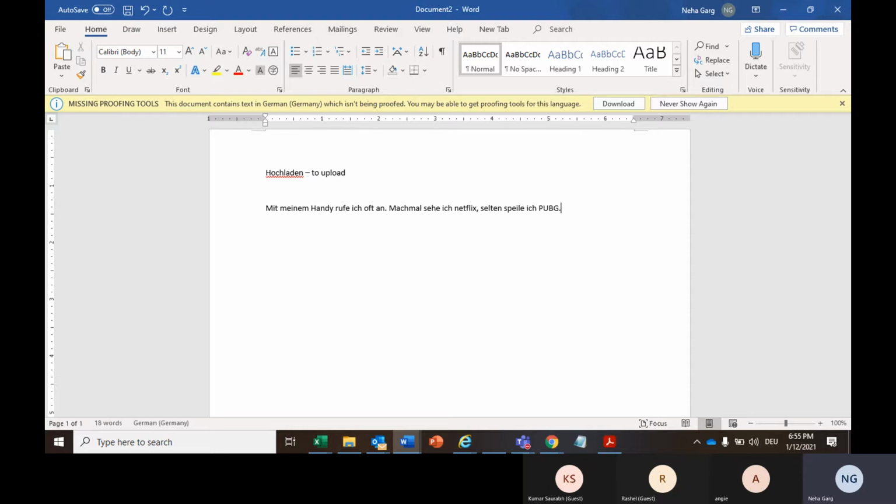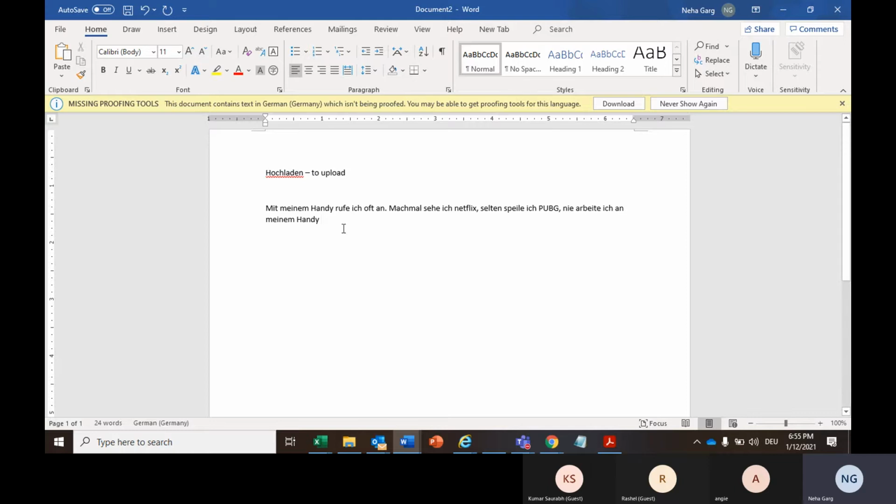Maybe you can say if you don't prefer to work on your phone and you want to work from your laptop only, then you can say I never work with my phone. Und nie arbeite ich. An meinem Handy. So that is something you have to do.